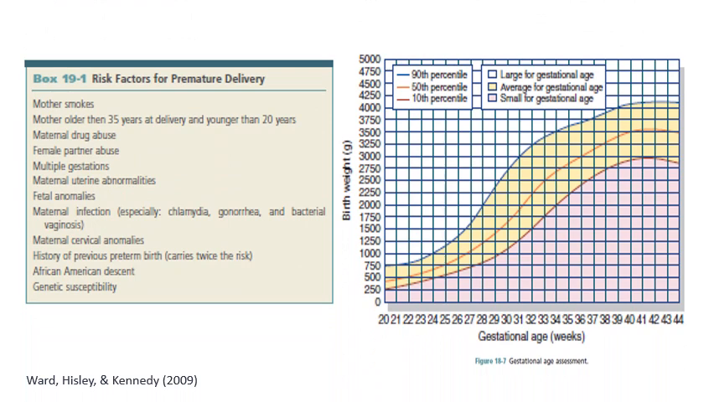So this is what I mean. In risk factors for a premature delivery: if the mother smokes, if the mother is older than 35 years old or younger than 20 years old, has drug abuse, has partner abuse, has a multiple gestation, has uterine abnormalities, if the baby inside has fetal anomalies, if the mother has infections like chlamydia, gonorrhea, or bacterial vaginosis, and also has cervical anomalies and a history of previous preterm birth, then this will increase the risk for the baby to also be born prematurely.